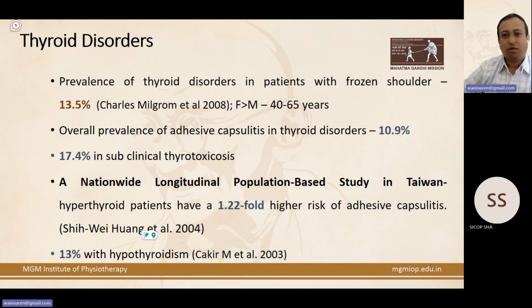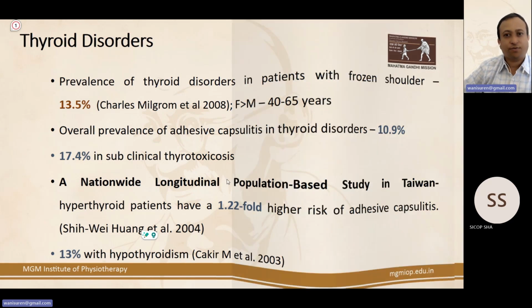17.4% of those having subclinical thyrotoxicosis also have frozen shoulder. One longitudinal study done in Taiwan has confirmed that patients with hyperthyroidism have a 1.225% higher risk of developing adhesive capsulitis. Another study has also confirmed that 13% of patients with hypothyroidism may also have adhesive capsulitis.